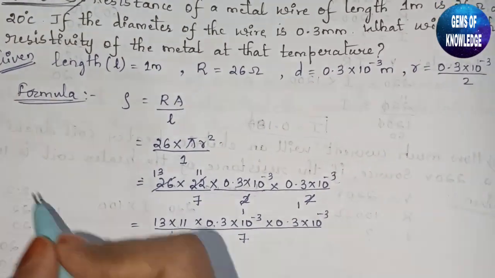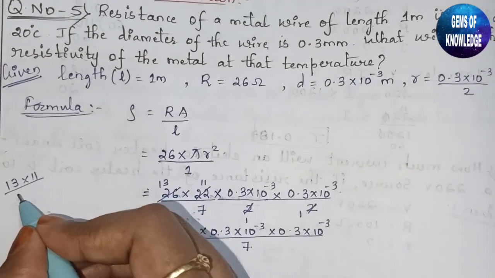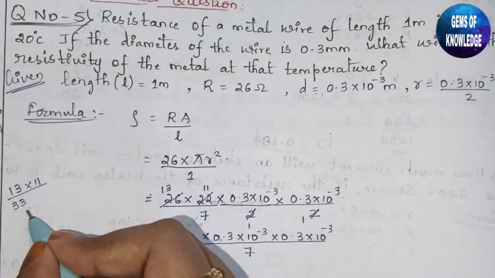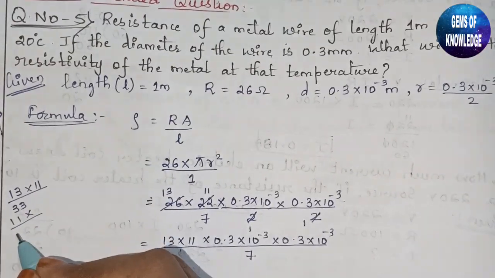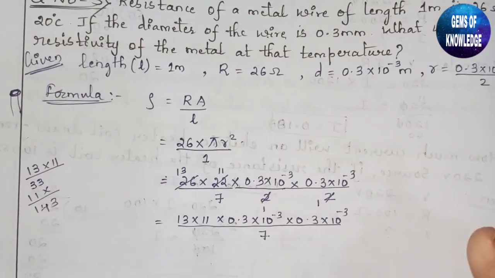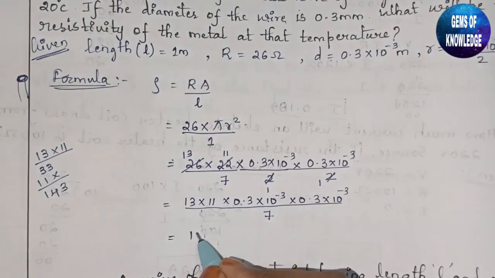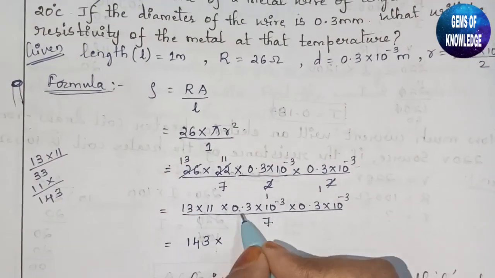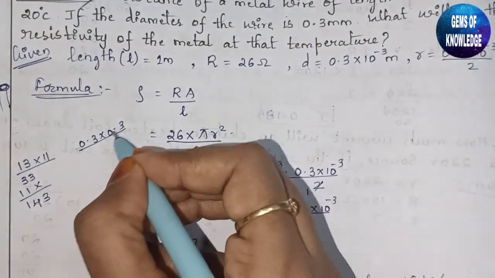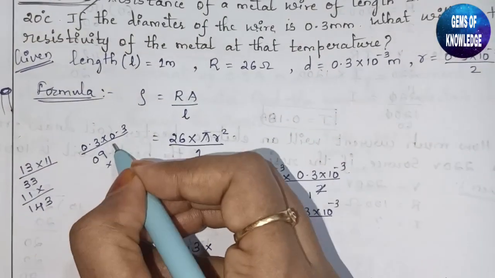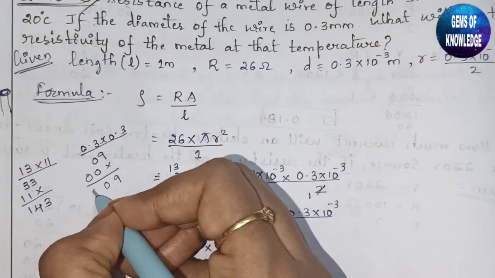Now let us multiply here. 13 into 11. 11 threes are 33, and 11 ones are 11. So 1, 4 and 3, so we are having 143. So 13 into 11 is 143, into 0.3 into 0.3. 3 threes are 9, 3 zeros are 0, again 0 threes are 0, 0 zeros are 0. So what is left? 9, 0 and 0.